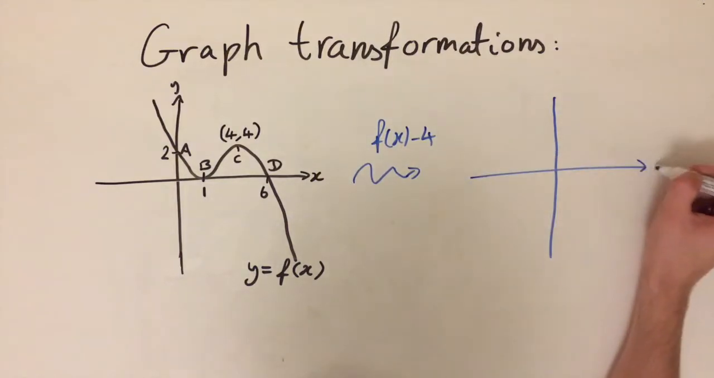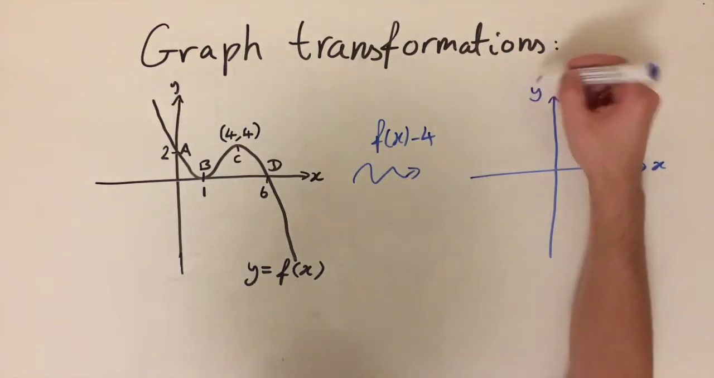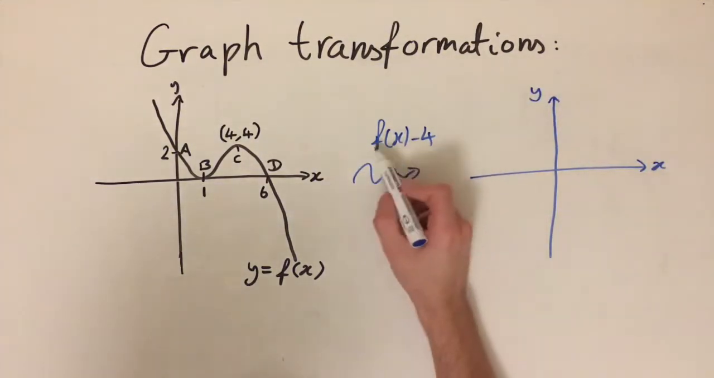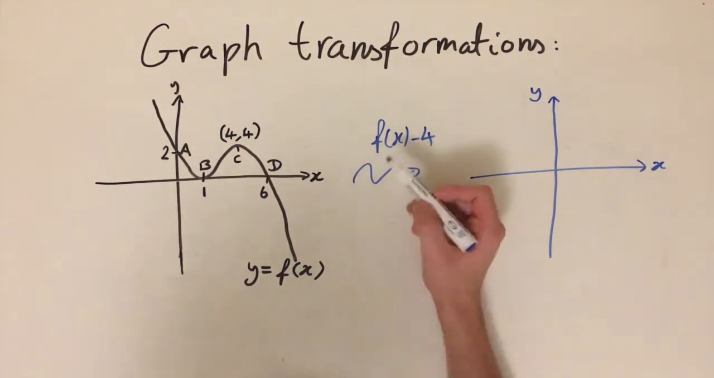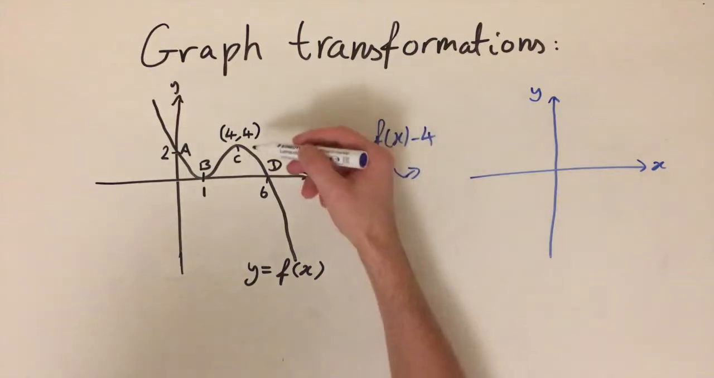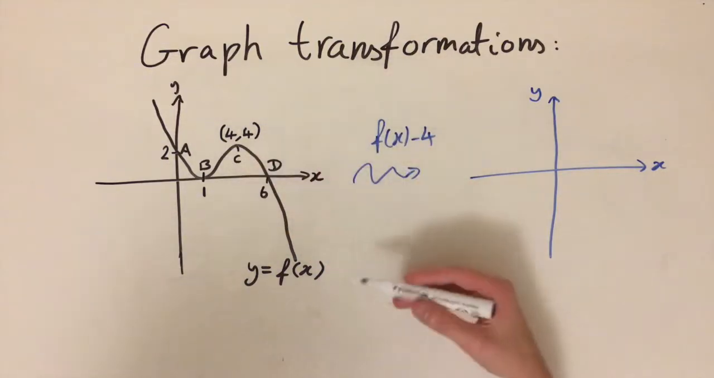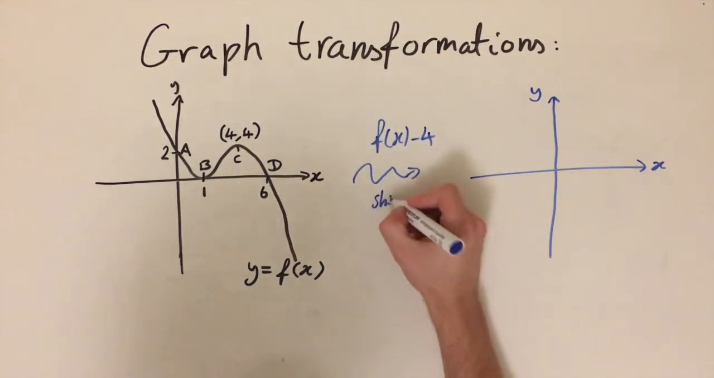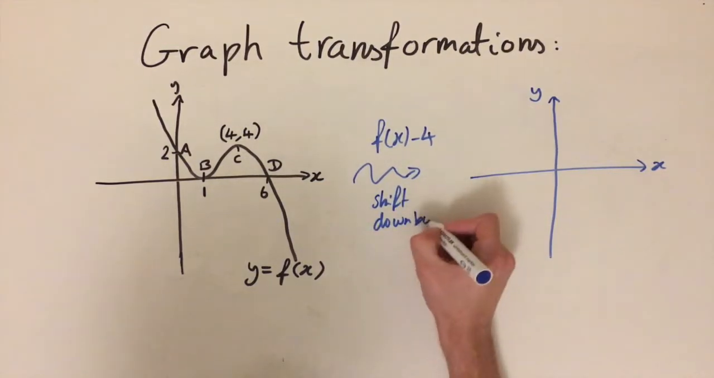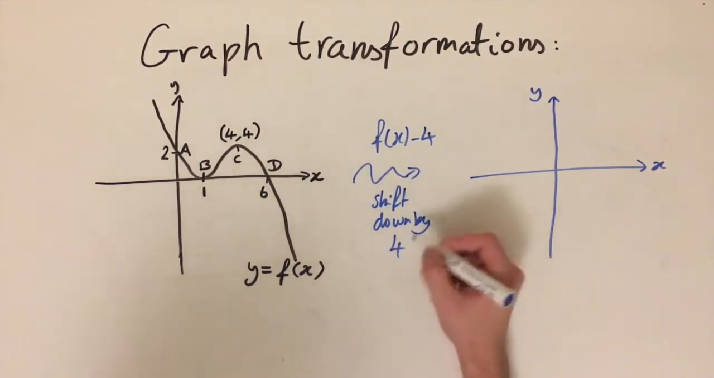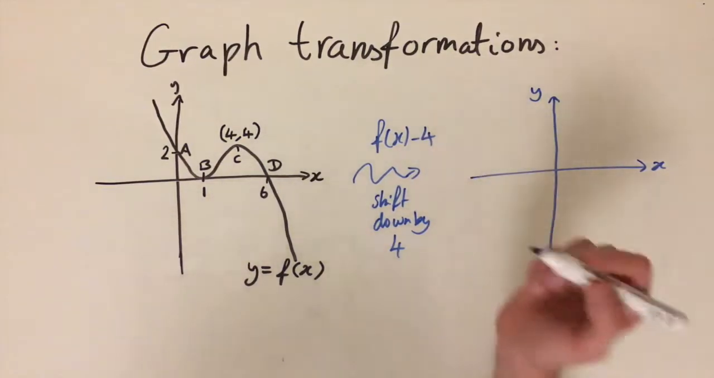Let me draw out the axes. We have the x-axis and y-axis. Now you need to remember that subtracting a constant off after the function has the effect of shifting the whole function down by that constant. So we are shifting down by 4, by a factor of 4. This is what just subtracting a constant does.